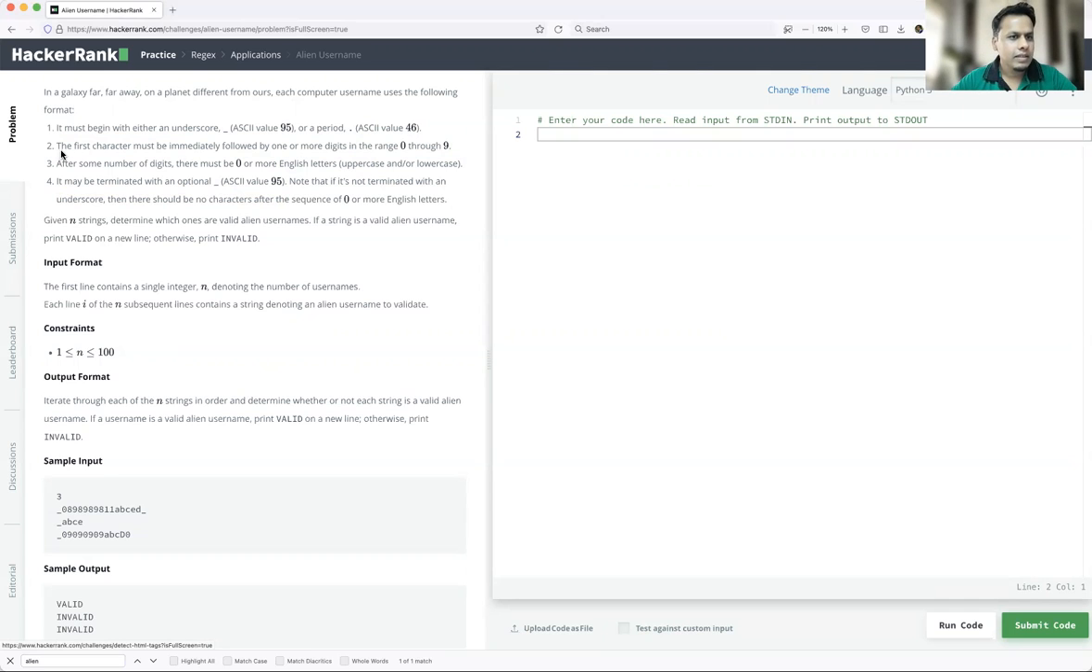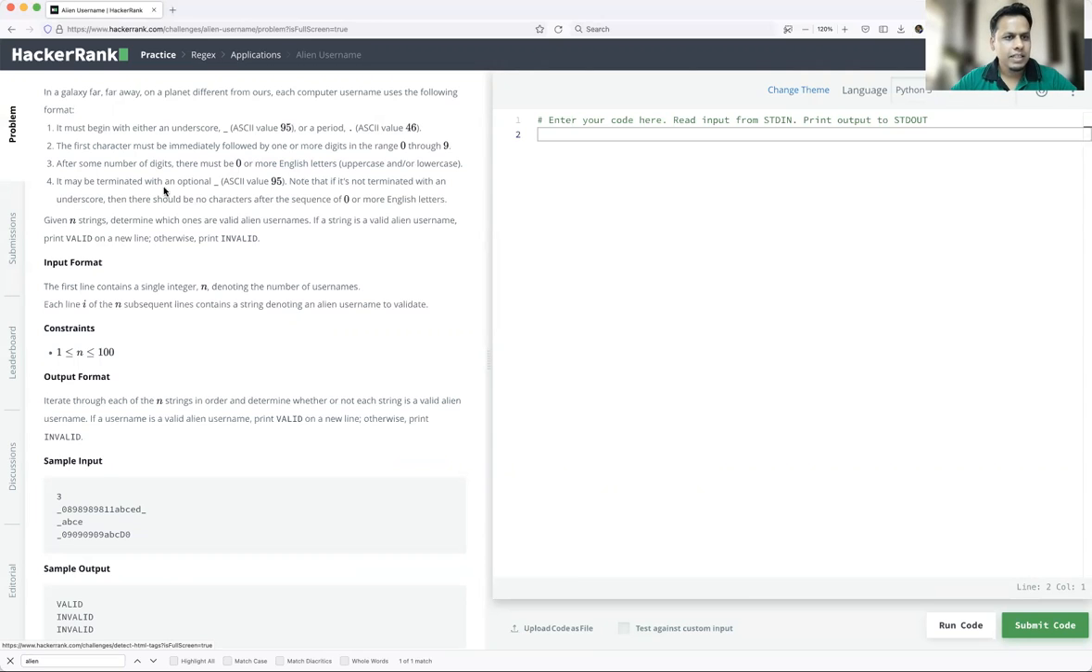The second instruction says the first character must be immediately followed by one or more digits in the range 0 to 9. After some number of digits there must be 0 or more English letters. Understand this: it is not 0 letters, they are telling 0 or more occurrences of English letters. This is a very important part. In fact, when I was reading it the first time, I misunderstood this. I took the 0 as a number of letters. It is not that; it is the number of occurrences of English letters, that is uppercase or lowercase.